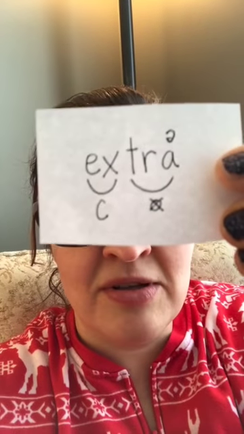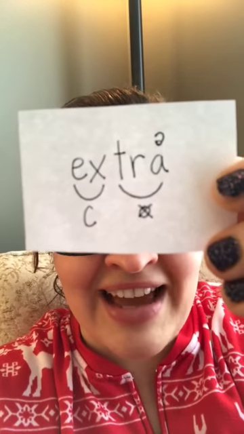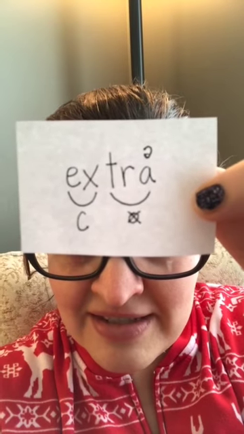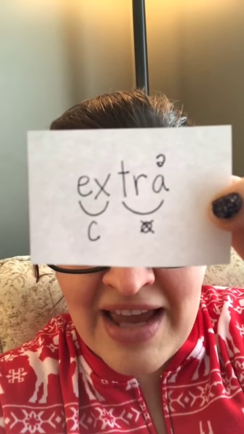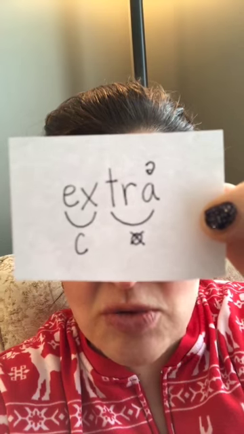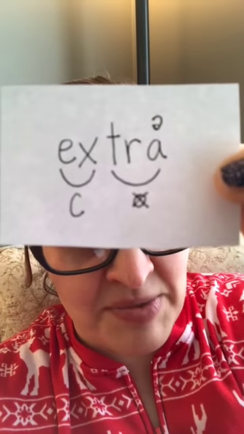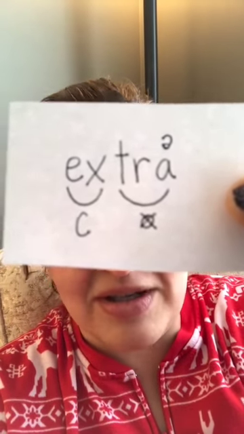I had extra candy. Mark it. We have X as a closed syllable. Tra. That is an open syllable because it ends in a vowel, but it's an exception. The A is making the schwa sound, and we would expect that to be an A because it's the end of a syllable. Extra. Good job.